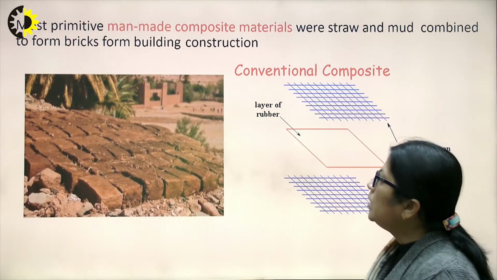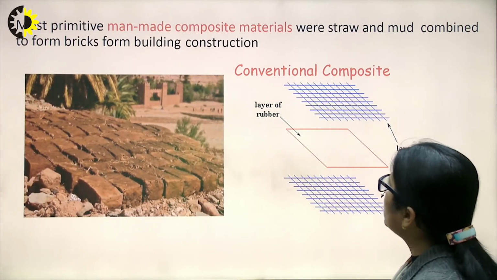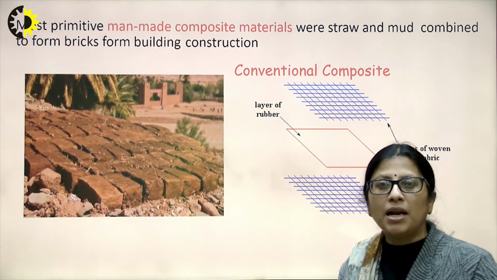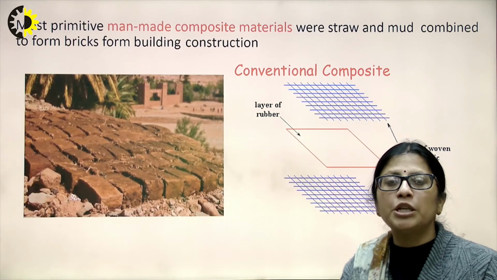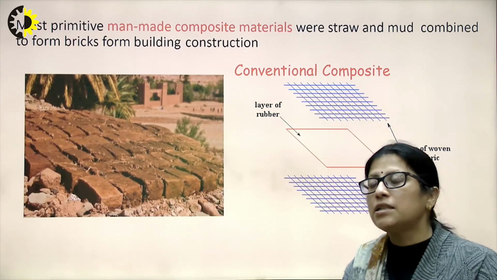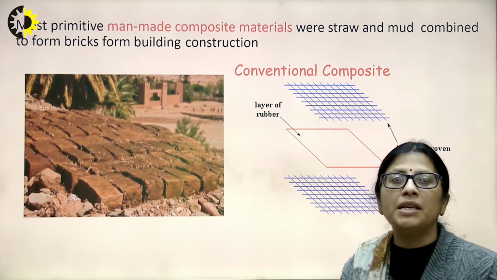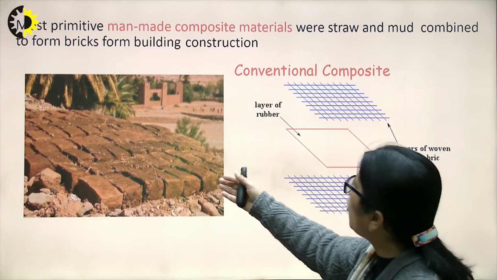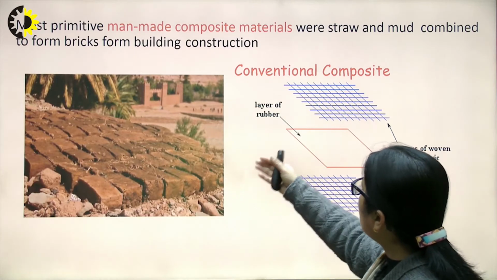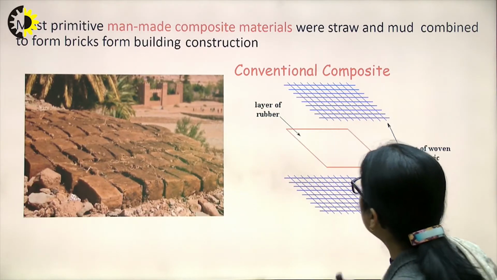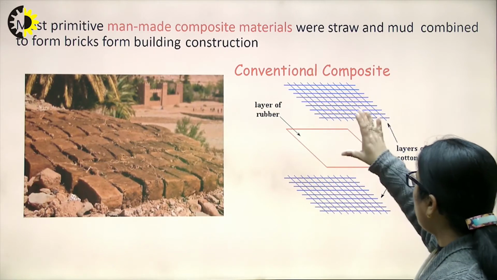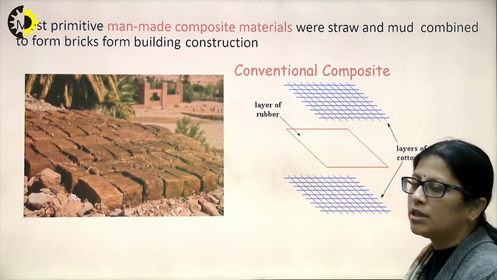Now, the most primitive man-made composite materials were straw and mud, which combine together to form the bricks, and they ultimately form the building material. So, here I am showing the straw and the mud, and these are the conventional composites having a layer of the rubber, and then two layers of the woven cotton fabric.